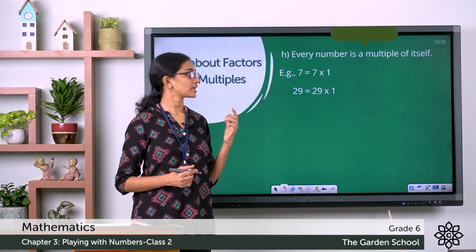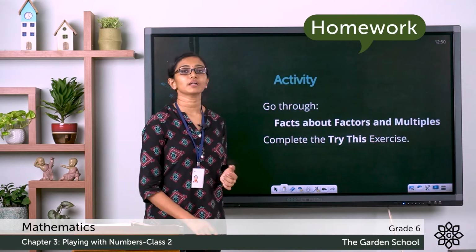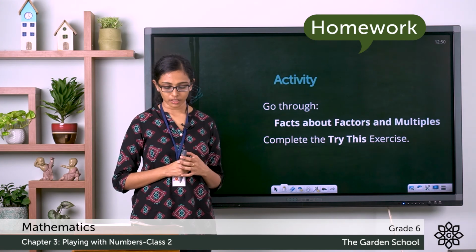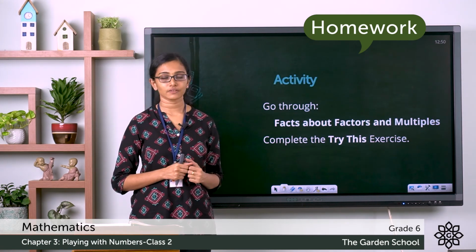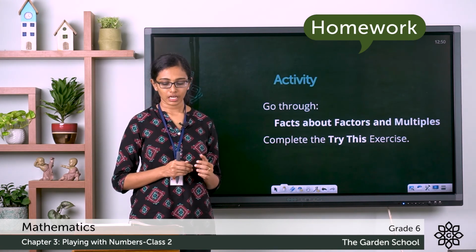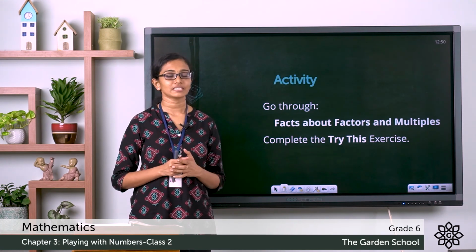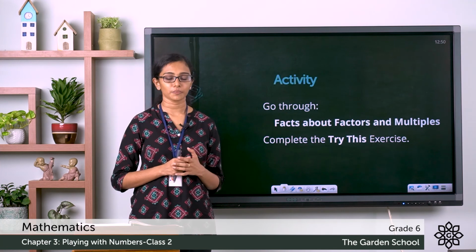So, children, these were a few facts about factors and multiples of any given number. You have to go through this topic on pages 34 and 35 in your textbook. Then after this topic, you can see an exercise called Try This. Just have a look at it and work it out in your notebook.